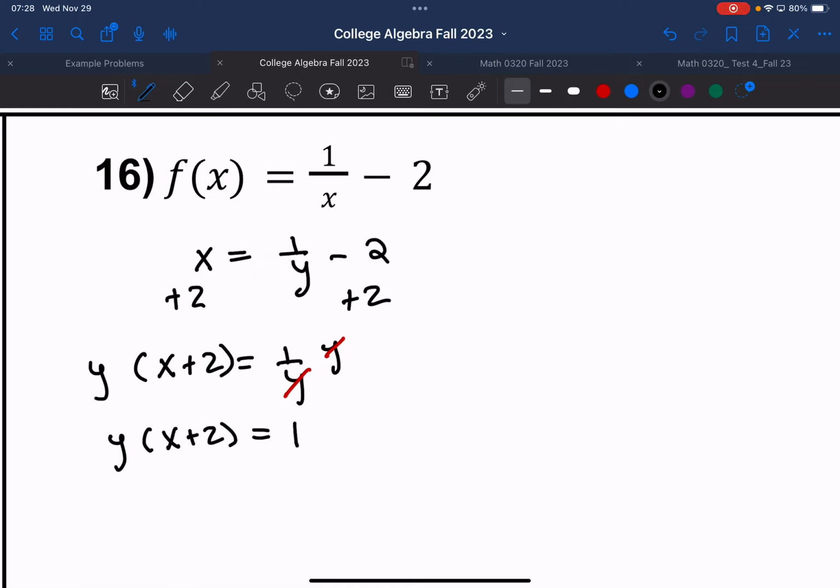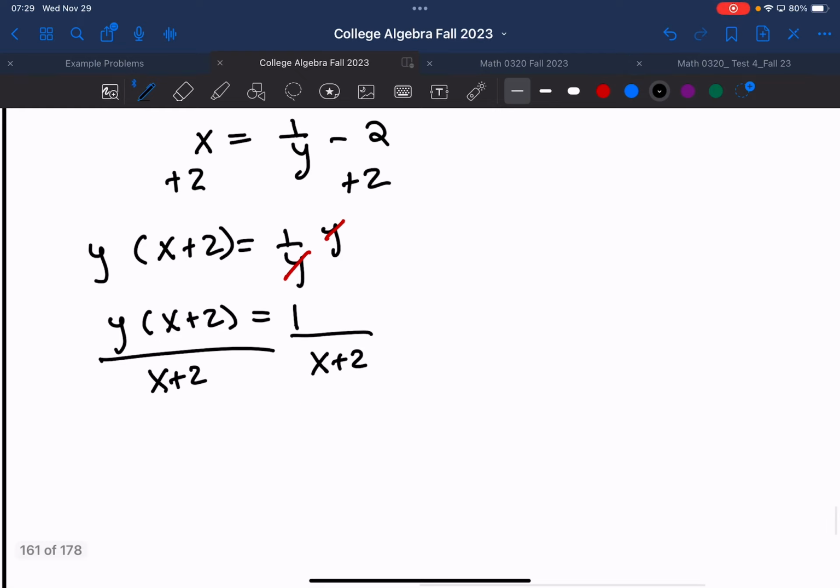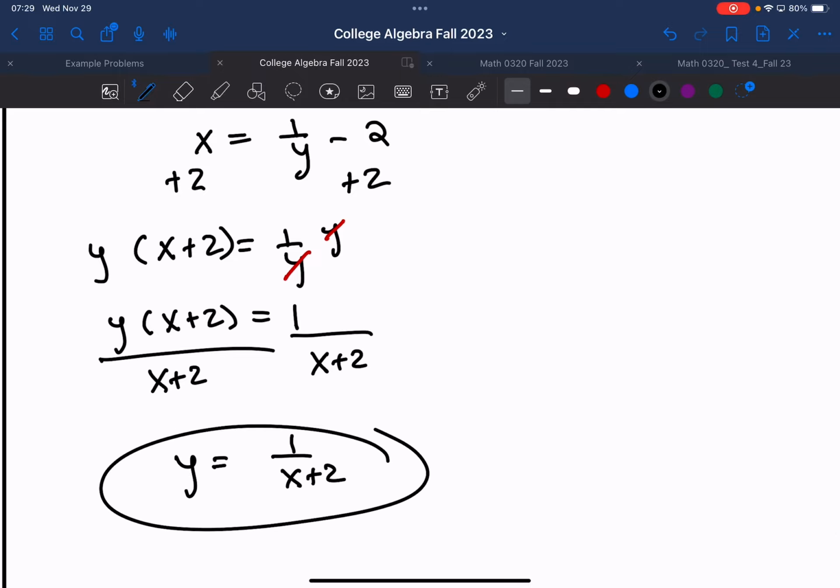In this case, since we want y by itself, would it be smart to distribute? No. No, because what could we just do to the left side to get y by itself? Divide by x plus 2. So both sides, x plus 2. So we have y is equal to 1 over x plus 2, which is the inverse.